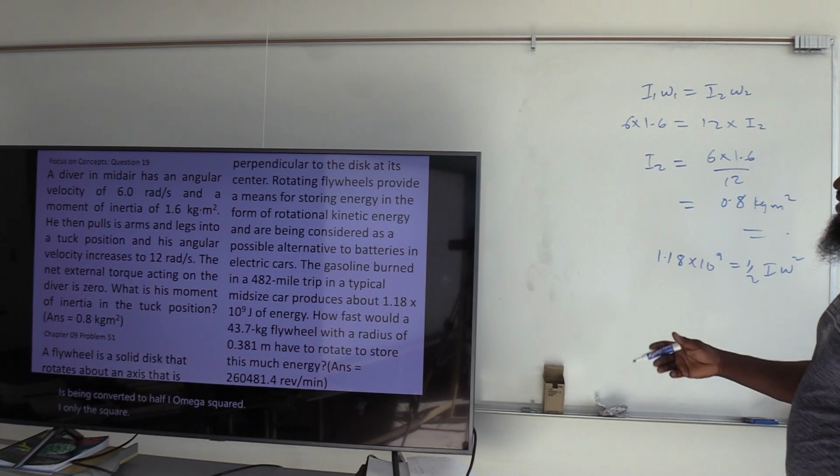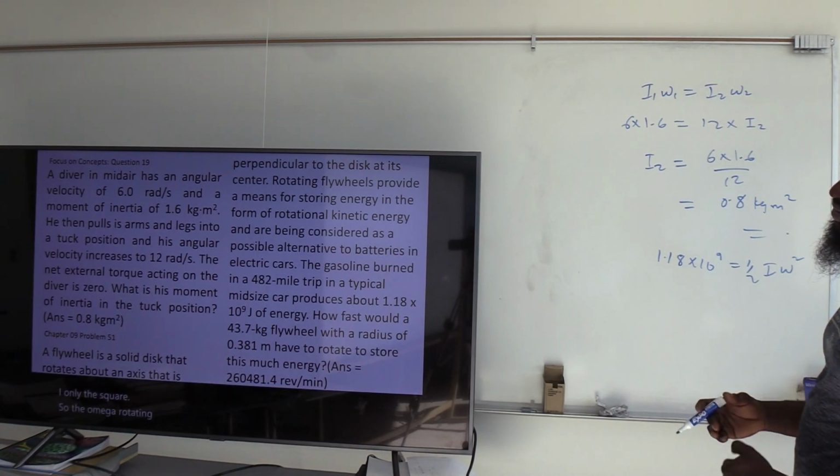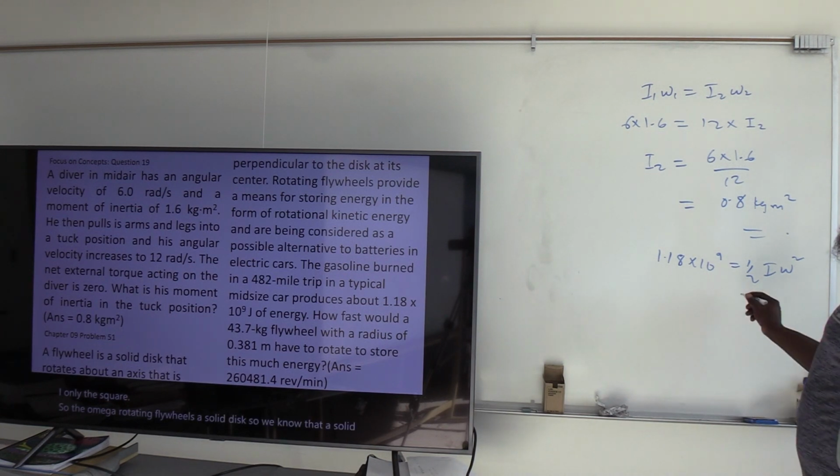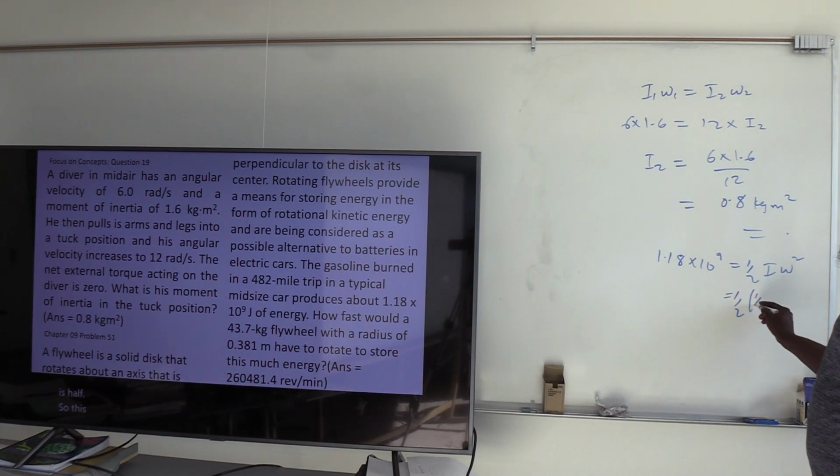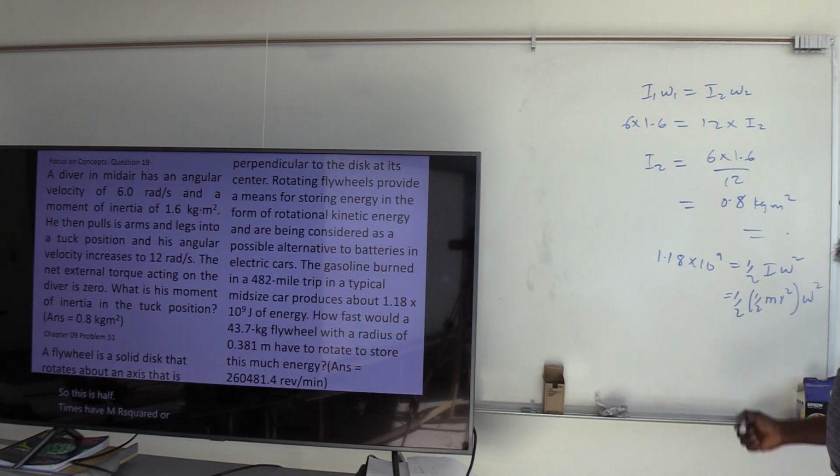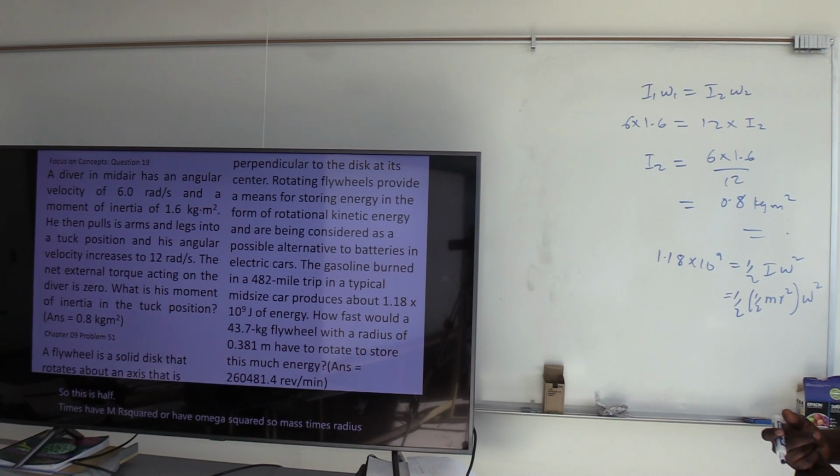So the omega is a rotating flywheel, a solid disk. So we know that a solid disk is half. So this is half times half mr squared. Then we'll have omega squared. So mass times radius squared. Is that okay? Mass times radius squared.